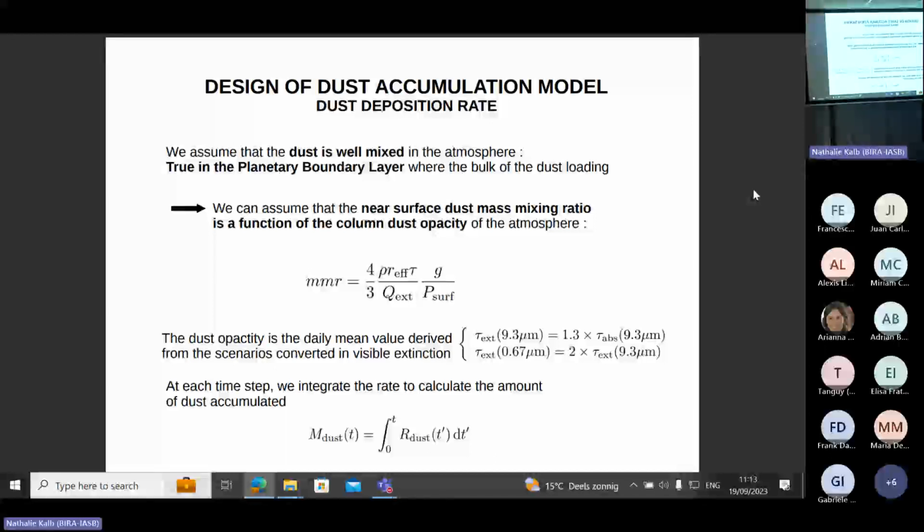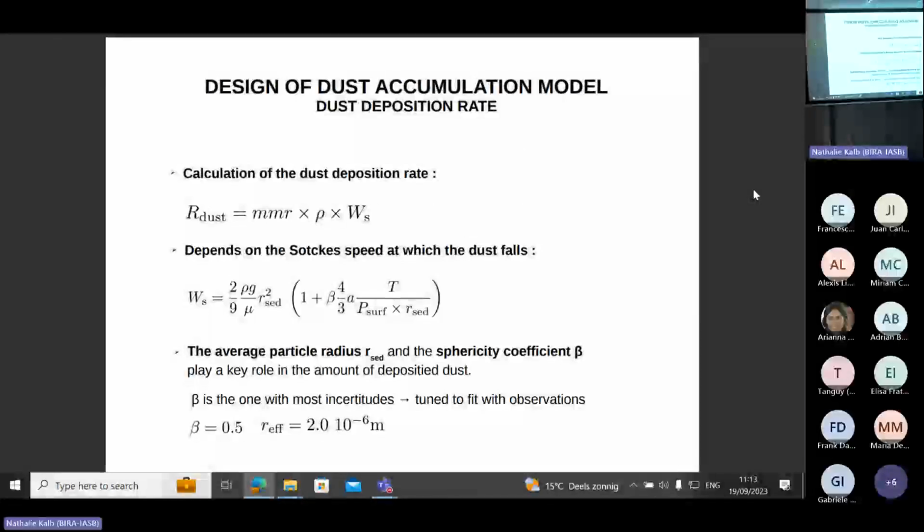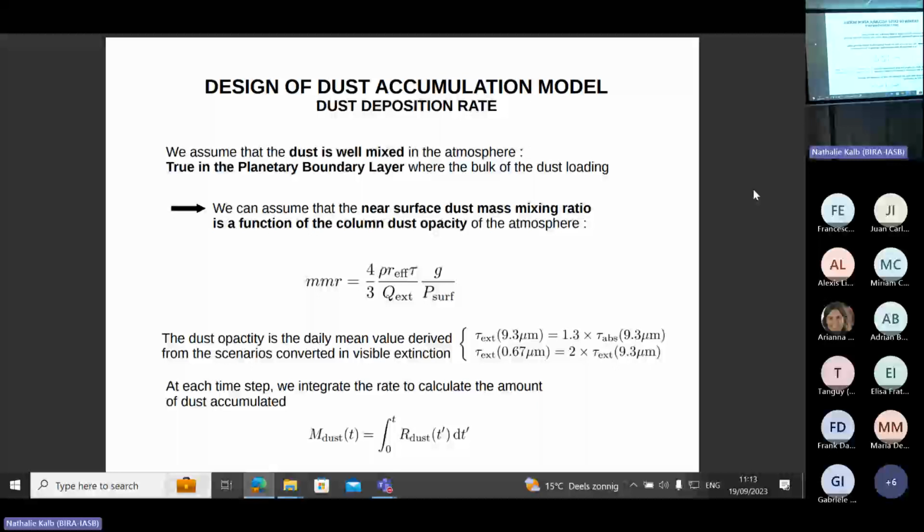And then once we have the mass mixing ratio and the Stokes speed, we can compute the dust deposition rate and integrate it at each time step to get the amount of dust that has accumulated on the surface from the beginning of the simulation.